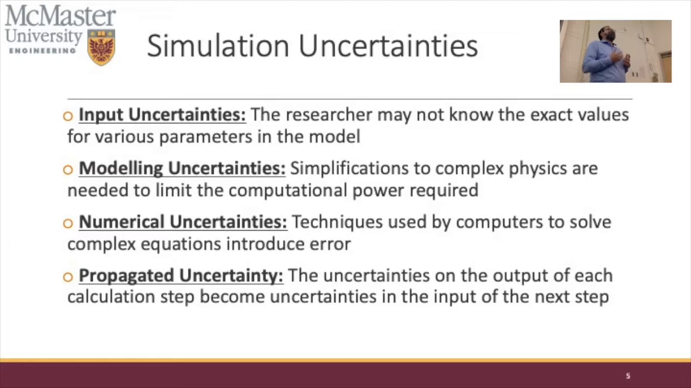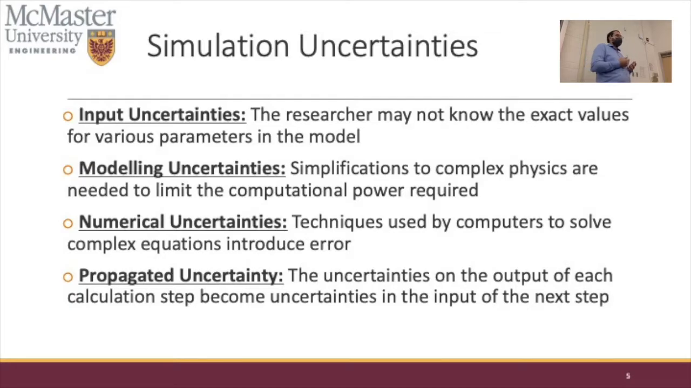Now, like I said, my research is all about the uncertainties that we find in these simulations. And so a few of the possible sources are shown here. The first would be input uncertainties. That's when the researcher, me in this case, doesn't know the exact value for the various parameters that we have in the model. For example, we may have experimental uncertainties in our neutron material interaction probabilities, or we may not know the exact geometry of the fuel because of things like manufacturing tolerances.